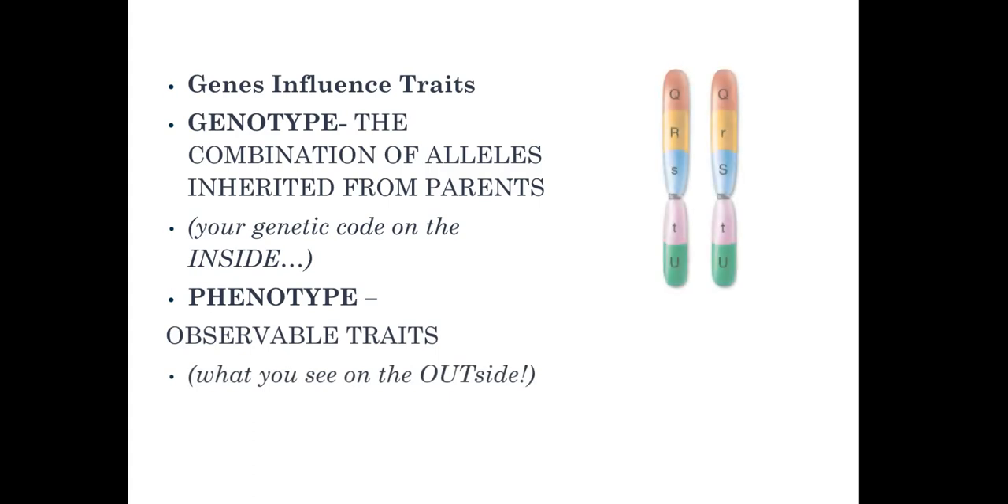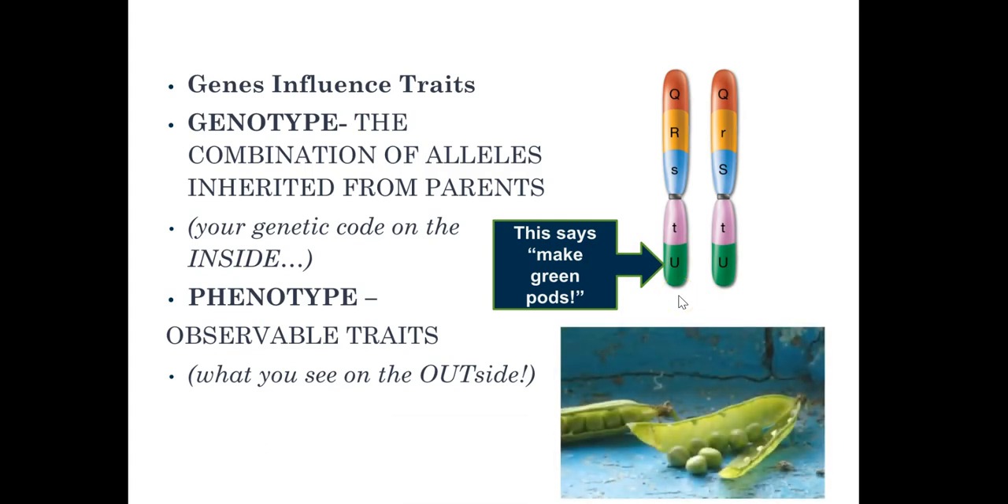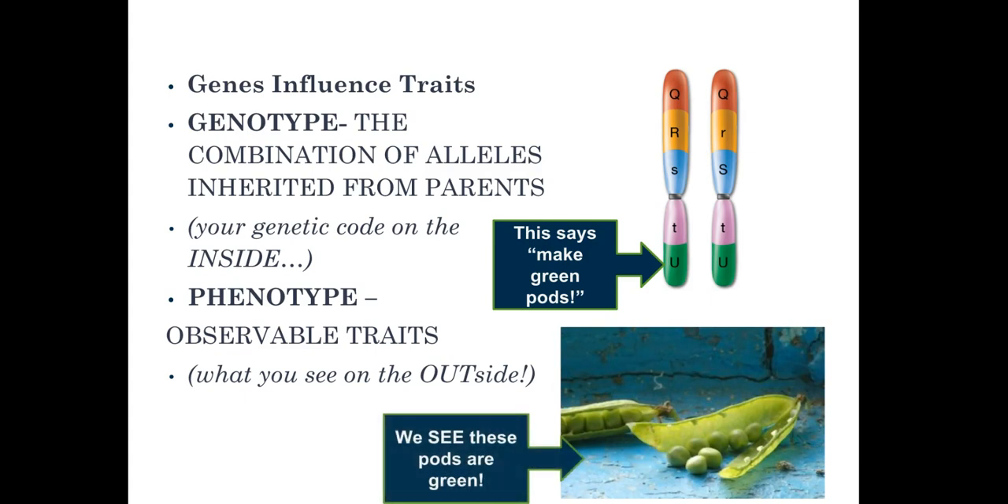For example, here's a set of alleles. Here is a gene on those alleles. These say, make green pods. So we're going to pretend this is the instruction to make green pods. What you see on the outside is to actually make green pods, and we see the pods are green. So genotype is what's written on your genes. Phenotype is what we see on the outside.